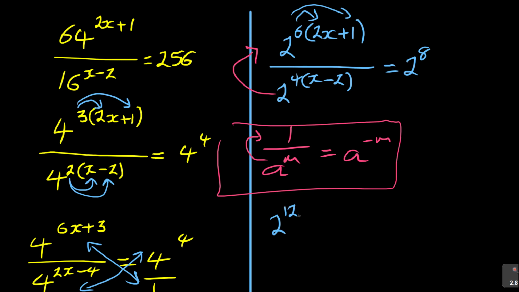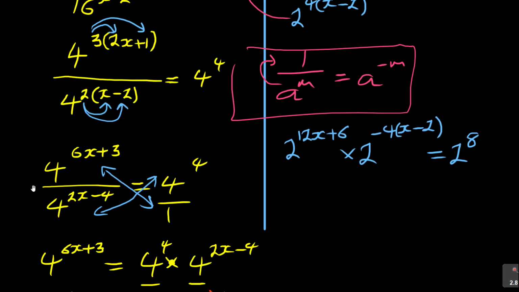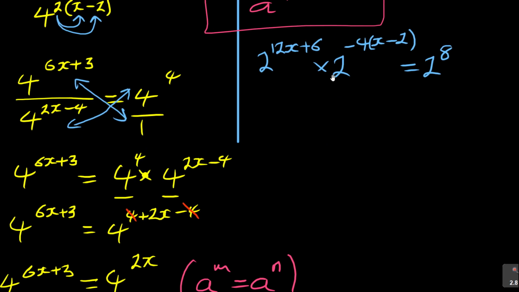You have got 12x and then plus 6 times, then take this 2 to the top is minus 4, and then it's x minus 2. You see what I've done, is equal to 2 to the power of 8. You could have chosen that. You could have maintained 2 the same way, but you could have done it the other way also.